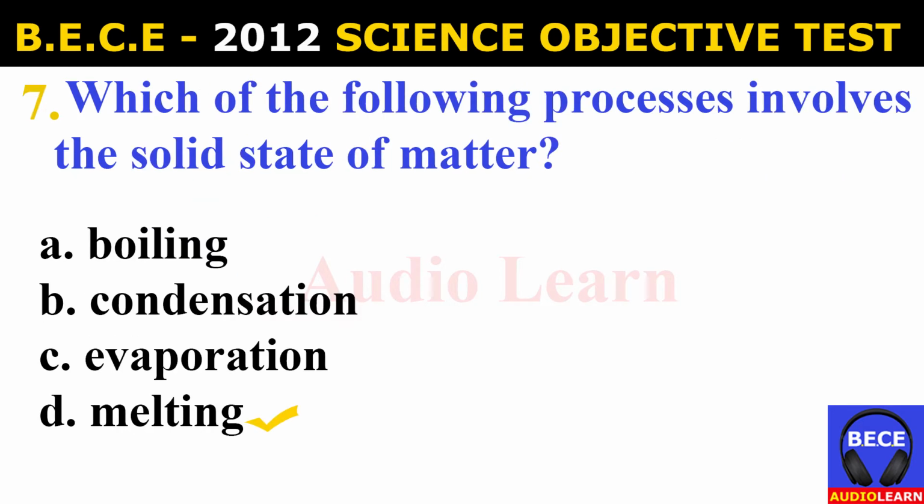Number 7. Which of the following processes involves the solid state of matter? A, boiling, B, condensation, C, evaporation, D, melting. And the answer is D, melting. Which of the following processes involves the solid state of matter? And the answer is melting.